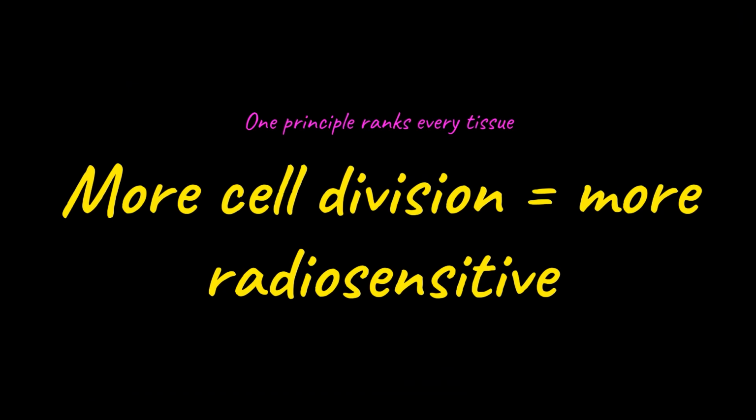Whenever an exam asks which structure near the dental field is most radiosensitive, sort by cell division. The lens, mucosa, and skin divide, so they are sensitive. Enamel, cortical bone, and cementum do not divide, so they are resistant. That single rule resolves the ranking every time.